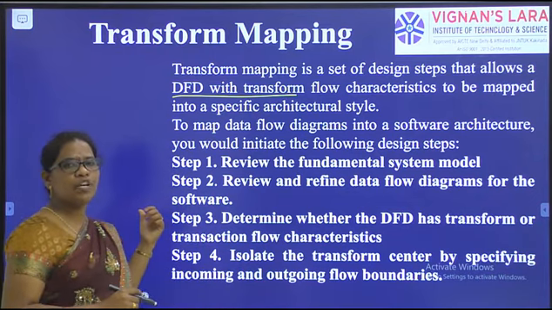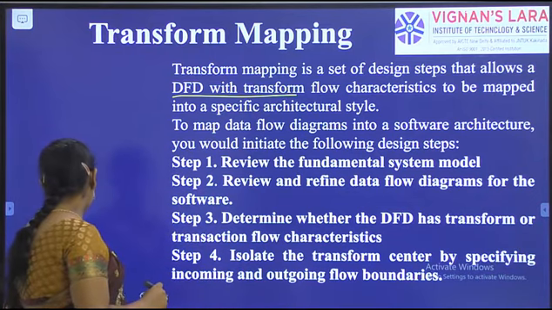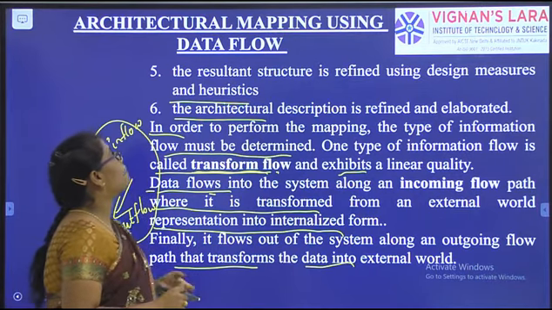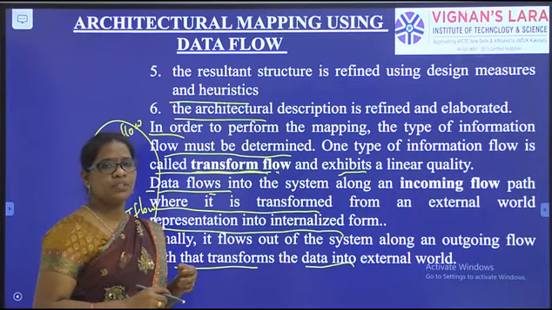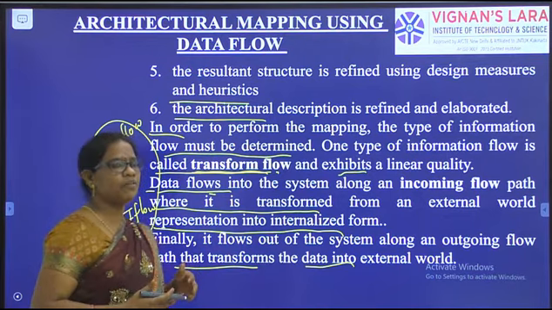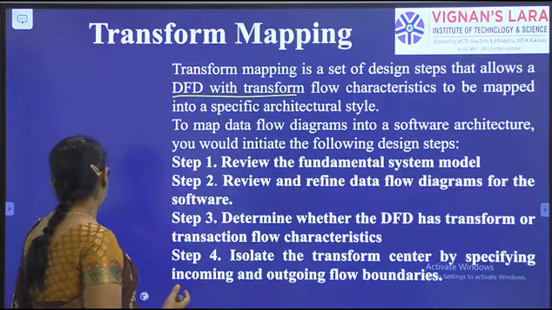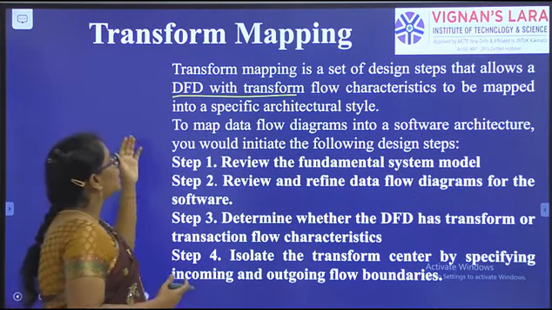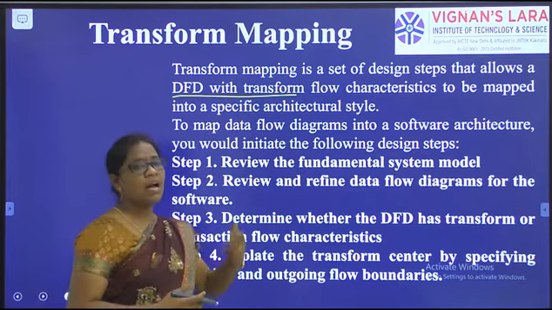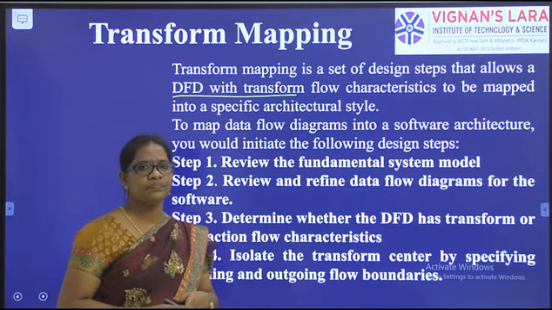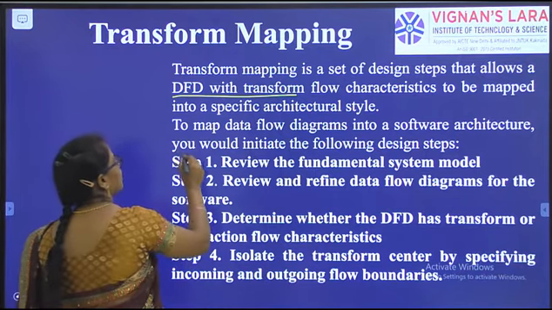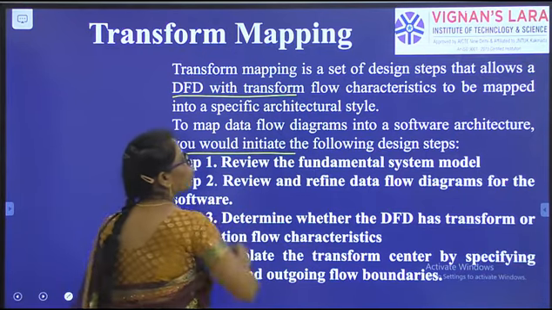So in the previous model we have seen what the mapping is, and how the architectural mapping works using the data flow. By using data flow diagrams, how can we represent things in an architectural manner? Here we are seeing how the data flow diagram with flow characteristics can be modified into some architectural styles. To map data flow diagrams to a software architecture, you would initiate the following design steps.